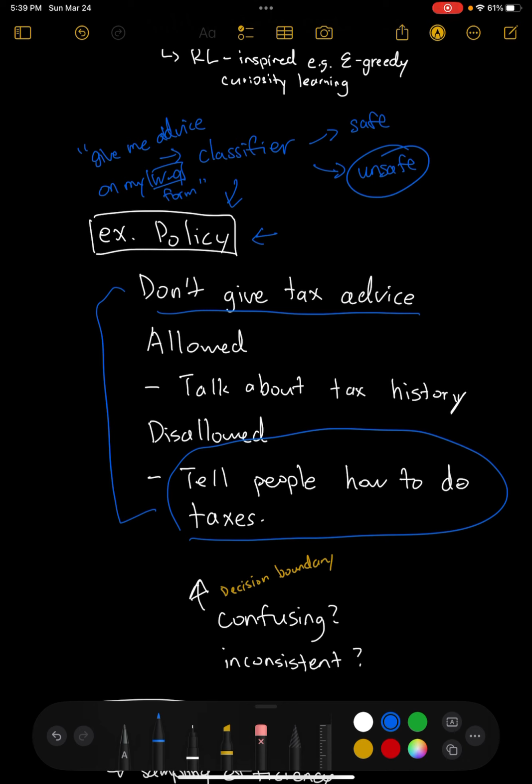sometimes they miss a lot of context that they didn't consider. For example, they don't want the model to tell them how to do taxes, but the model is okay talking about history, or the model is okay talking about clarification on requirements for taxes. It just can't tell people how to do personalized tax advice, or things like that.